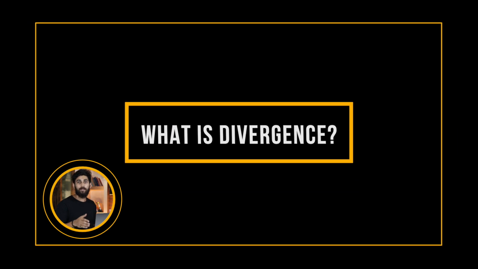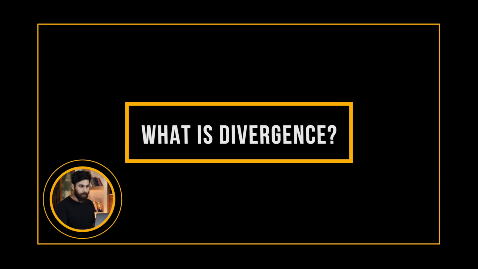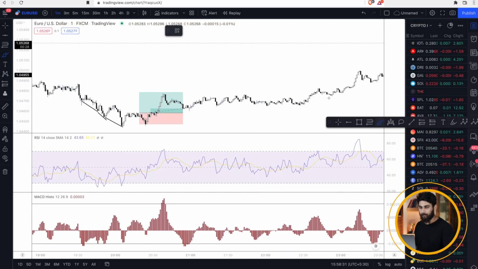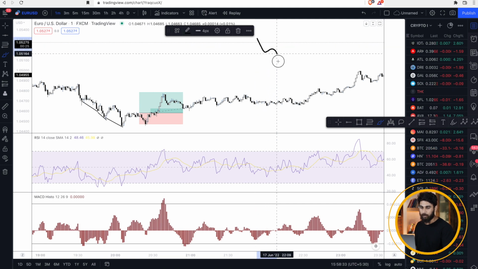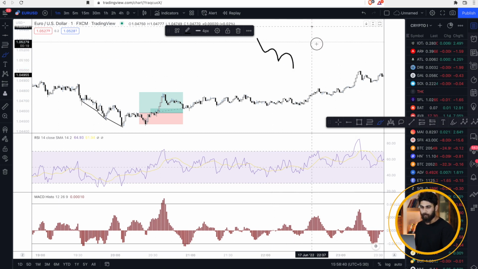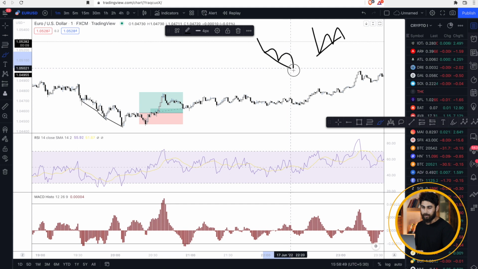Now, for those who don't know what divergence is, let me give you a brief. Divergence simply means that, let us say price is creating lower low, lower high, lower low, lower high, lower low, then the indicator would do the opposite of it and create higher low, higher high, higher low. So this is called divergence. And I also have a video on it and you can check it out by clicking the I button over here. Now let us move forward.